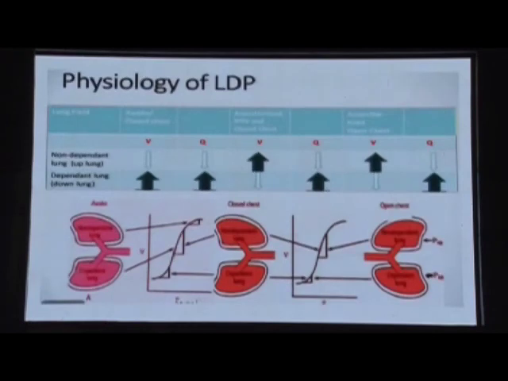So this picture depicts what happens in all three. This is a closed chest. This is a closed chest with positive pressure ventilation. This is spontaneous ventilation. And this is another situation where you have an anesthetized patient with an open chest. As you can see, the VQ mismatch is the best in this situation, and in these two situations the VQ gets worse.